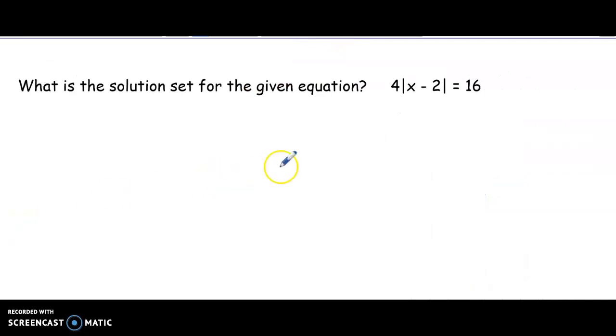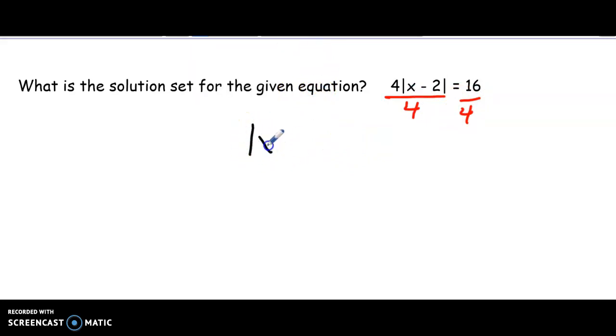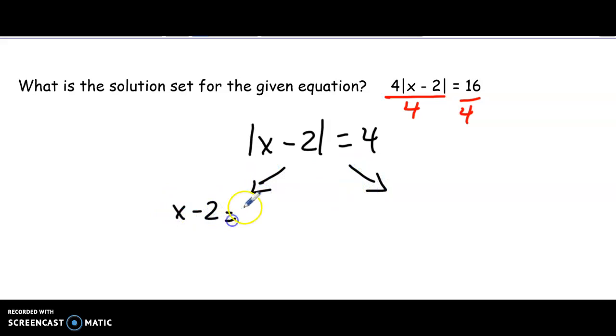What's the solution set for the given equation? Well, we're going to solve it. We can solve it, or we can plug it into Desmos, but we'll solve it. So the first thing we're going to do is we have to get our absolute value sign by itself. So we're going to divide both sides by 4. That gives us absolute value of x minus 2 is equal to 4. And then we separate it. So we have x minus 2 equals 4, exactly what our original equation is.